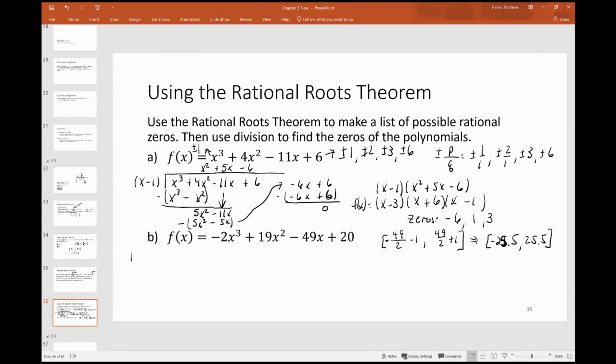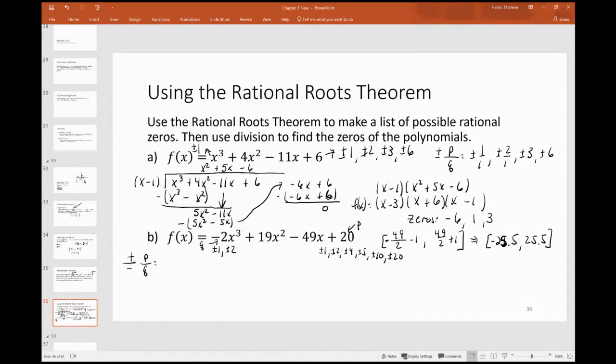All right. So what are all the plus or minus p over q's? Well, what are the p's? First, we'll need to find our factors of 20 for the p's, right? There's quite a few for that. So we'll have plus or minus 1, plus or minus 2, plus or minus 4, plus or minus 5, plus or minus 10, and plus or minus 20. Okay, q here is negative 2. All right, what are all the factors there? Just plus or minus 1 and plus or minus 2.